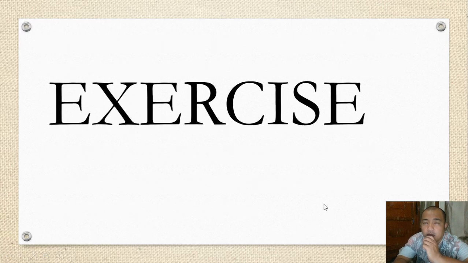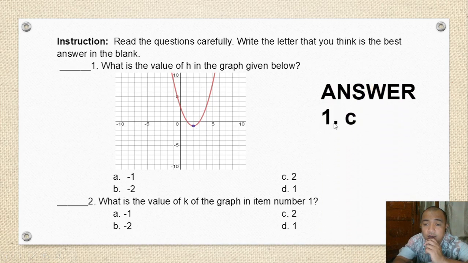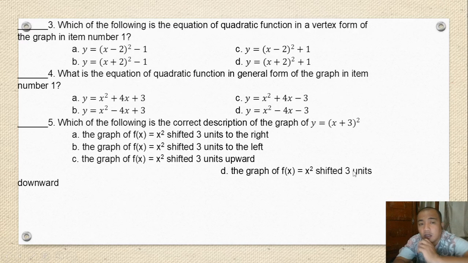Let's proceed now to our exercise, a multiple choice exercise. Read the questions carefully. Write the letter that you think is the best answer in the blank. What's the value of h in the graph below? H meaning the vertex. So you consider the vertex. It's easy. What's your answer? C? You're correct. 2. The vertex is 2, negative 1. Therefore, h is 2 and k is negative 1. What's the value of k in the graph? A, negative 1. Right? Next.